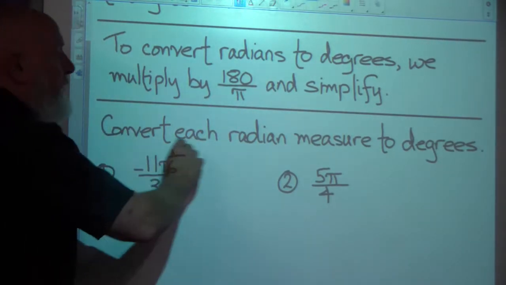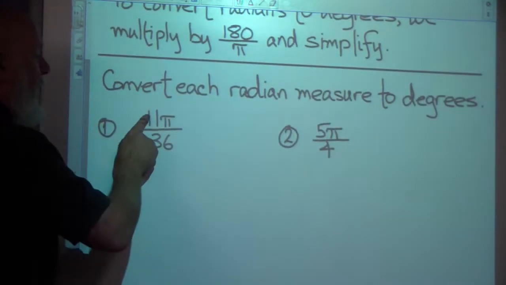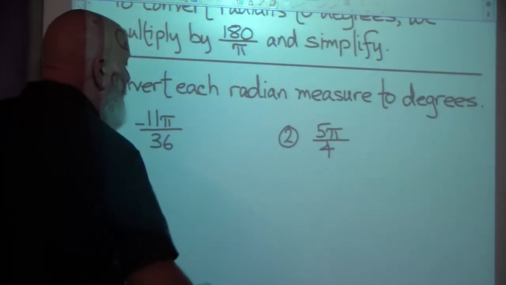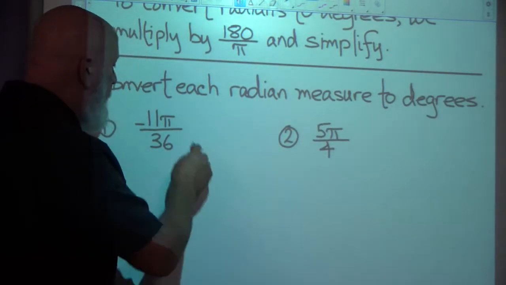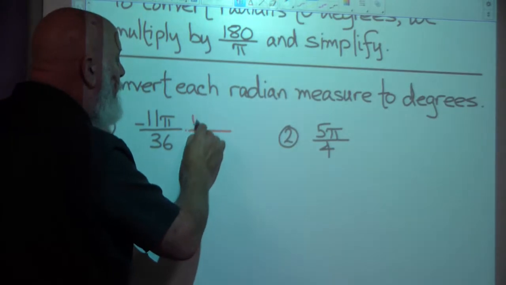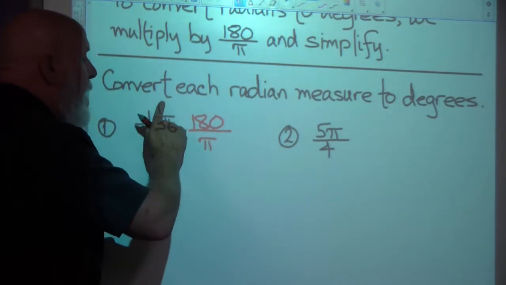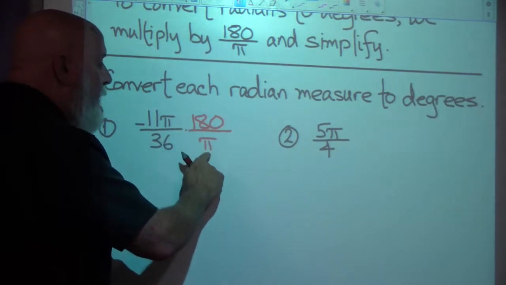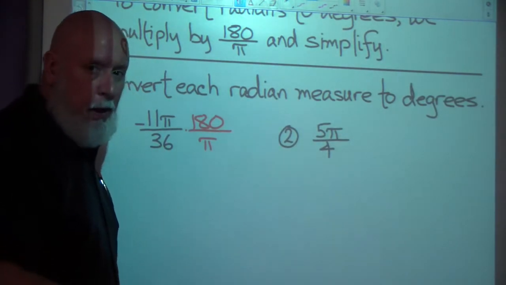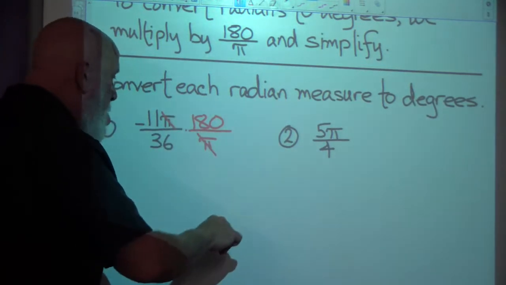So I'm going to convert radian measure to degrees. I'm given negative 11 pi over 36 radians. To figure out how many degrees that is, I'm going to multiply by 180 over pi. See what I mean about these canceling out? This is 11 times pi times 180. All of these are factors, so I can just start canceling common factors, which is what I'm going to do. These will cancel out.